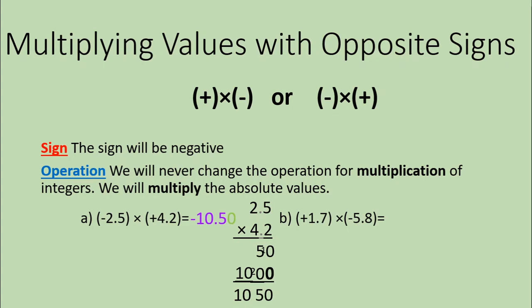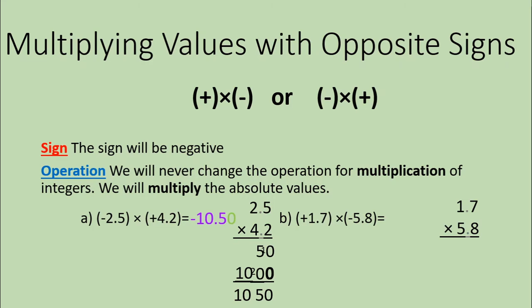On to question B. Once again, I'm doing a positive number multiplied by a negative number, so my answer will be negative. If the signs are opposite, my answer is negative. So I'll ignore the signs and I'll just do that multiplication. I can even ignore the decimal points and just treat this as it's 17 times 58. So I'll go ahead with my long multiplication. Again, both of these numbers are 2-digit numbers, so it doesn't matter which one's on the bottom.